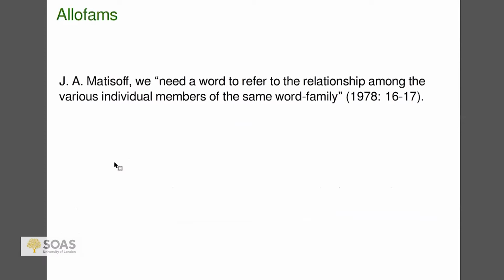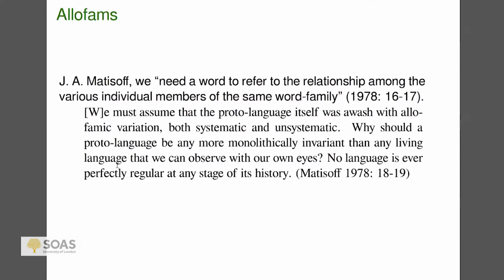And then Matisoff comes along on the Tibeto-Burman side and says, when he's coining this term allopham, we need a word to refer to the relationship among the various members of the same word family. I think the observation I would make at this point is we haven't seen anyone define what a word family is or how you can tell whether two words are members of the same word family. It seems to be a kind of art and not a science.